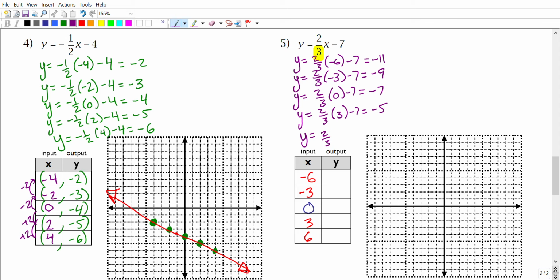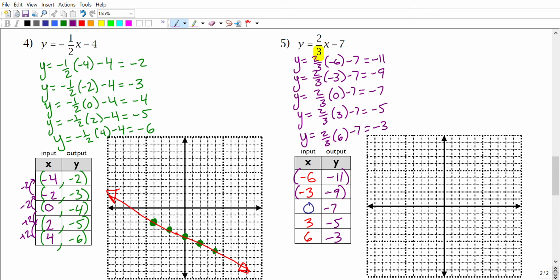Then 2/3 times 6 is exactly 4. And then 4 minus 7 is a, oh my god, I keep getting that confused. I'm sorry about that, guys. Let's see. 4 minus 7 is a negative 3. Okay? So let's go ahead and write down our values: negative 11, negative 9, negative 7, negative 5, and negative 3.